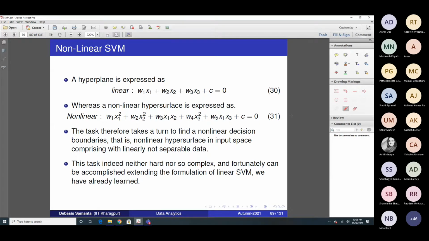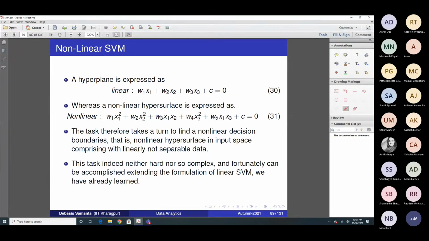On the other hand, equation 31 is an example of a nonlinear equation. This nonlinear equation is of degree 2. But here, as you see, w1 x1 squared plus w2 x2 squared, these are called monomials. So x1 squared, x2 squared, or simply x1 multiplied by some weight coefficient. So it is a monomial.